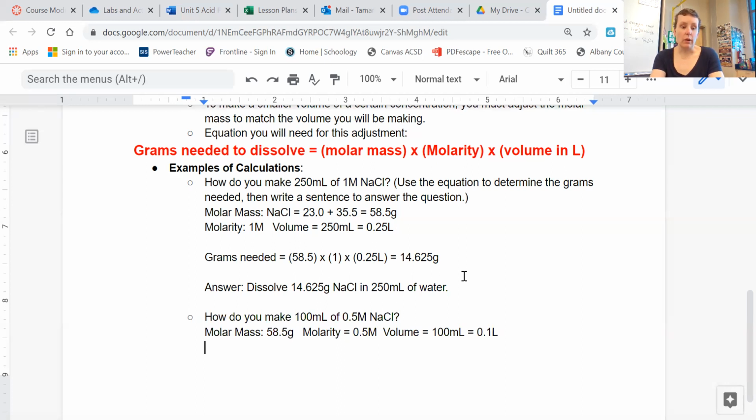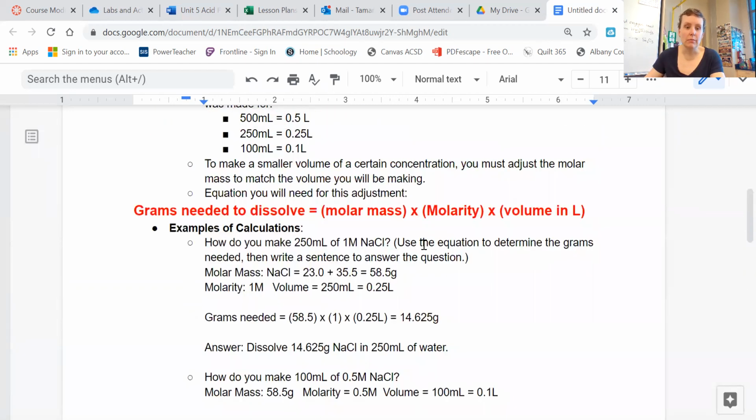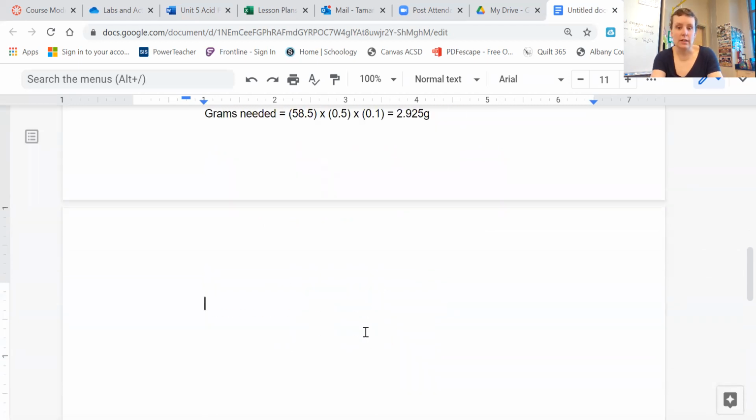So then we punch it into our equation. Grams needed equals, again, molar mass, 58.5, times molarity, 0.5, times volume, 0.1. All of that together equals 2.925 grams. That is not the answer though. So that's not the answer. We have to actually write our answer as a sentence.